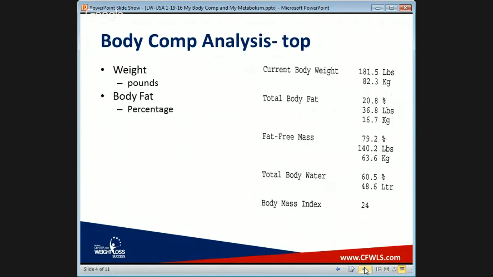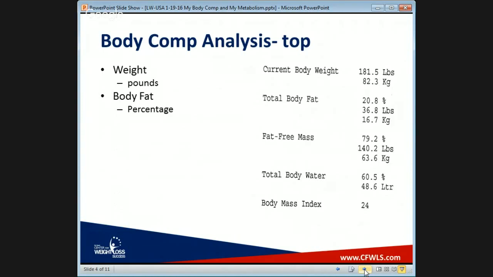Body fat percentage, the next line down, is kind of total body fat. And the important number really to look at is not so much the pounds of body fat, but actually the percentage of the weight that's body fat. So in this example, the total body fat, if you look at the pounds, is 36.8, but that really doesn't mean a whole lot. What's probably more important is, what's the percentage of that 181.5 pounds? How much of it is fat? And in this instance, it's 20.8%.